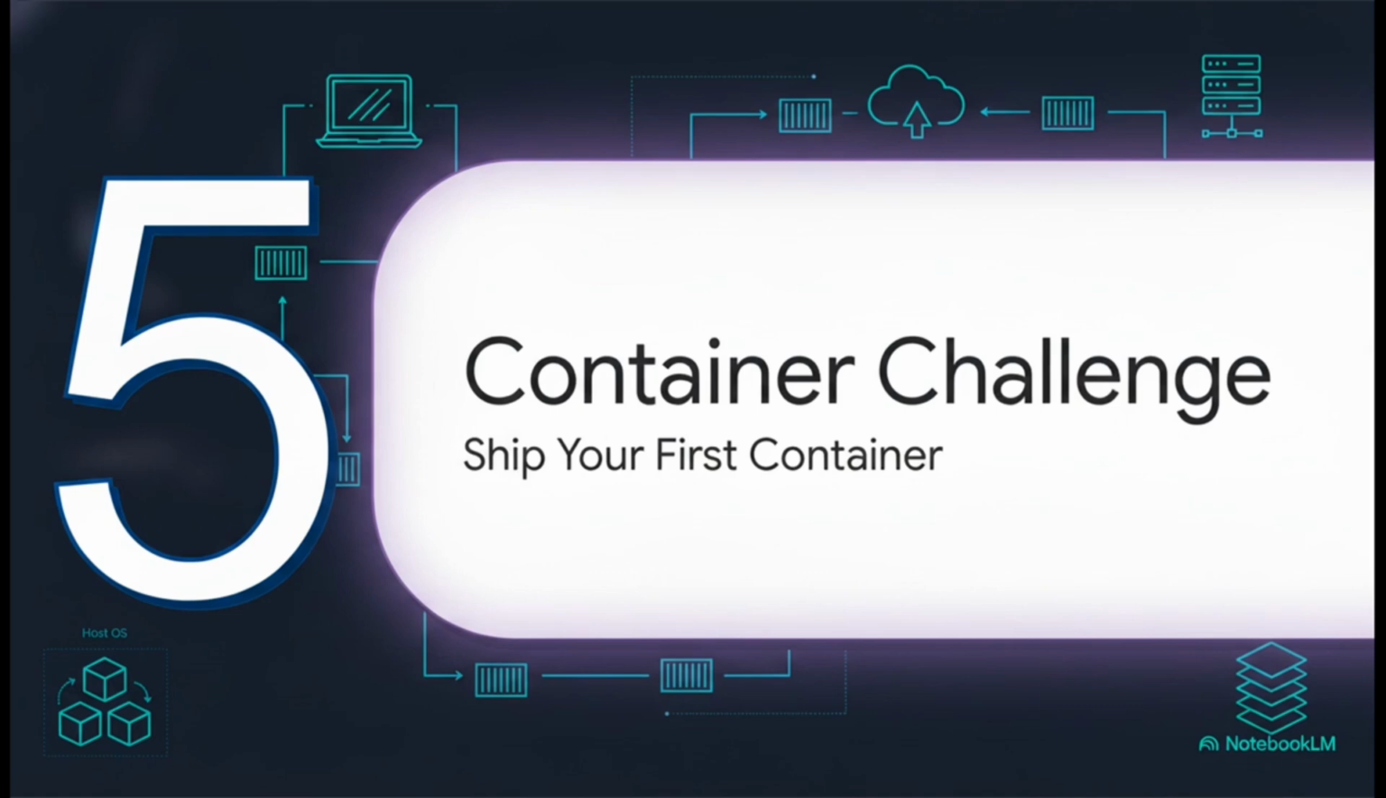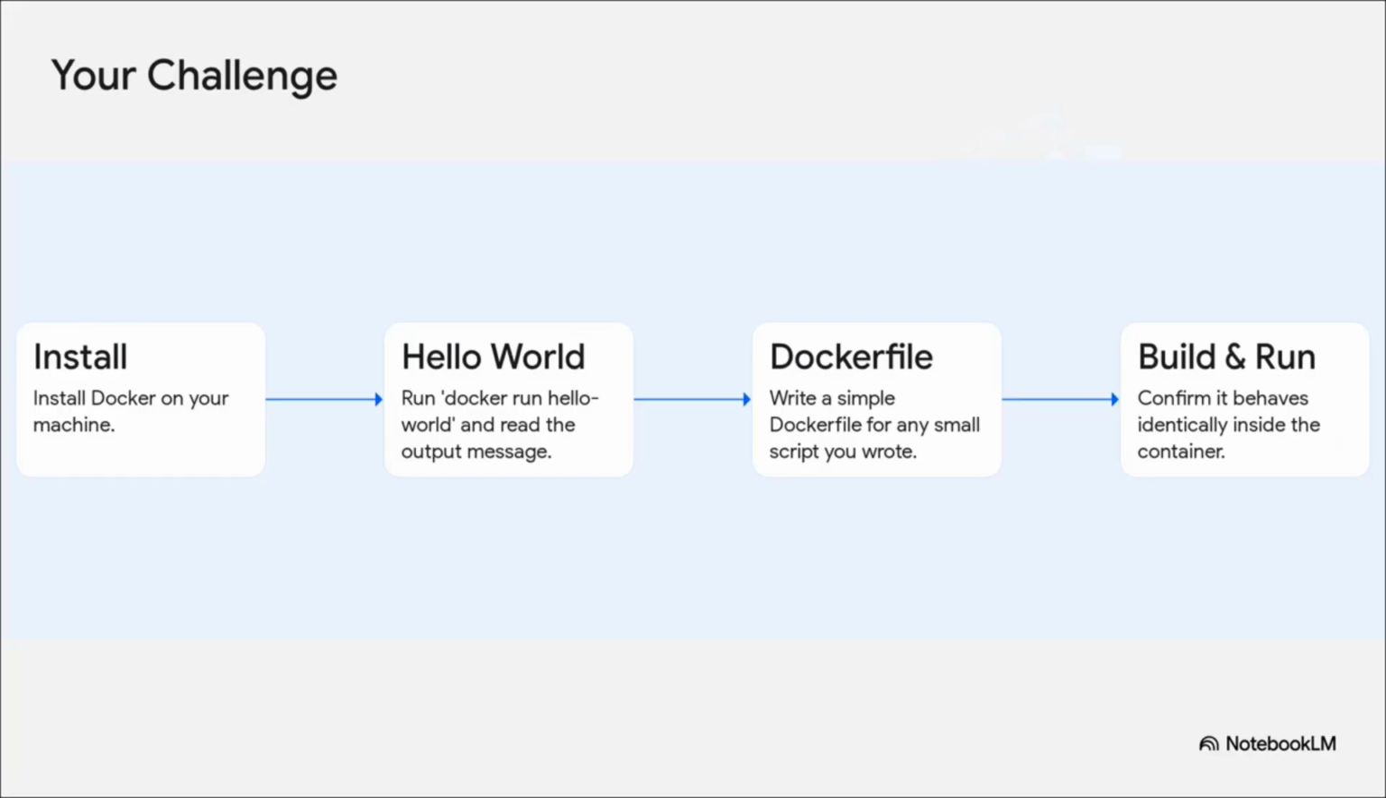Let's bring it all together in section 5, your first container challenge. To really lock this in, here is your tutorial guide to completing a practical challenge. Step 1. Go ahead and install Docker Desktop on your machine. Step 2. Open your terminal and type docker run hello-world. That's a tiny test container that will print out a success message and explain exactly what Docker just did behind the scenes.